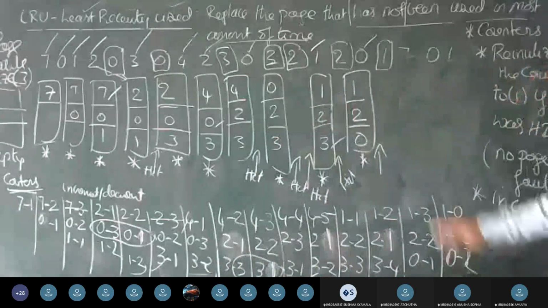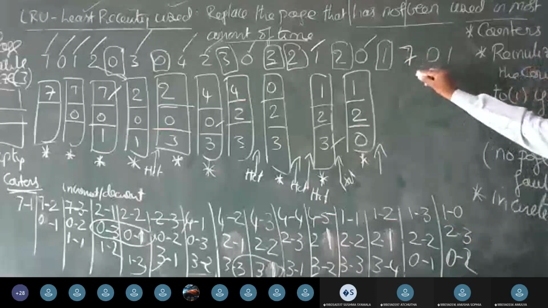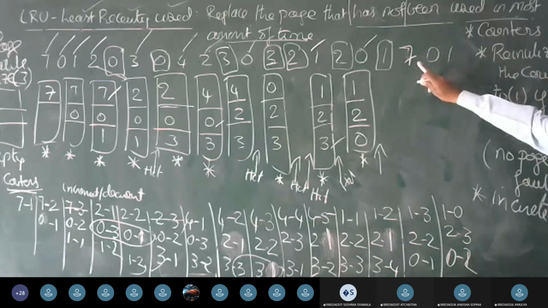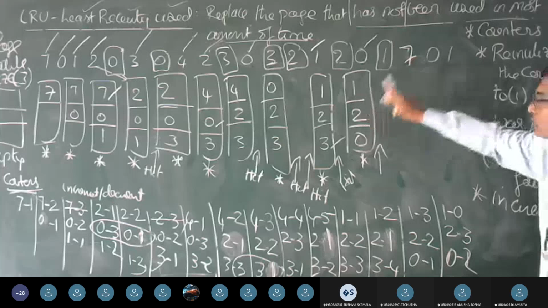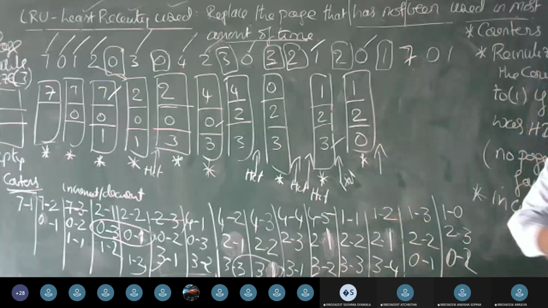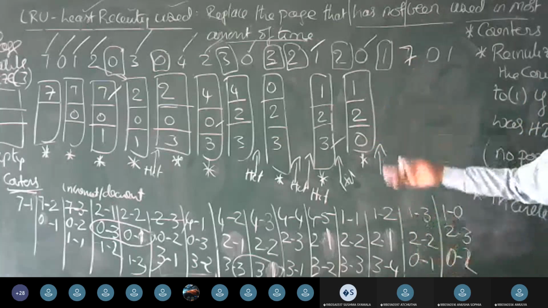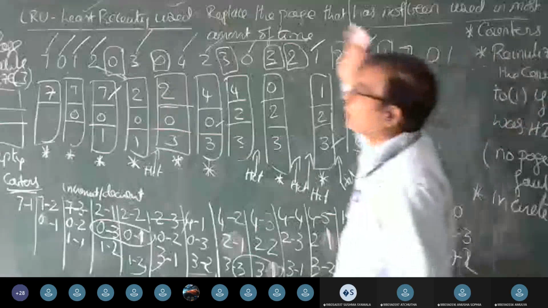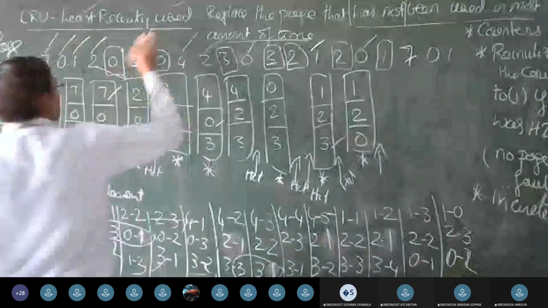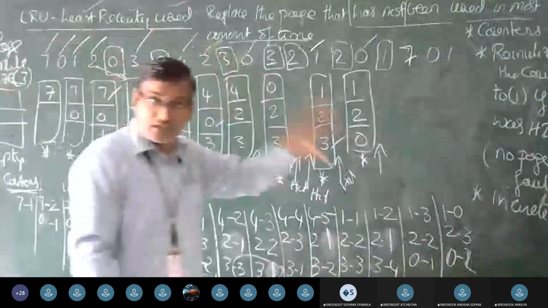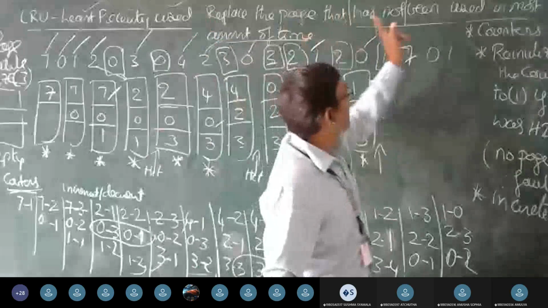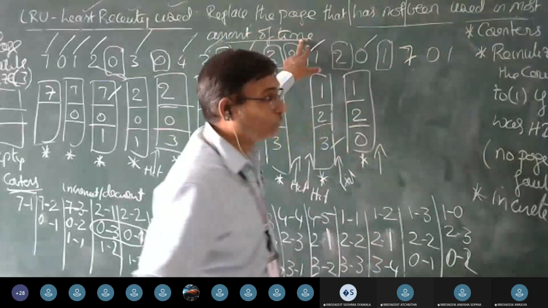Next, we have to get this 7. So 7 equals to 1, 7 equals to 2, 7 equals to 0. Definitely not available in the page table. We have to replace a page. How can I replace the page? Least recently used. What is the concept of least recently used? Replace the page that has not been used in the most amount of time.